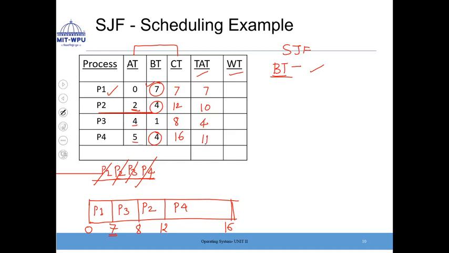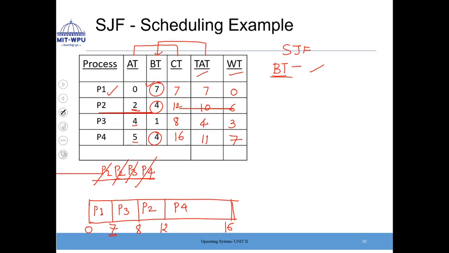Now how do we calculate waiting time? It is how much time a process spends in the ready queue while waiting. For waiting time we consider turnaround time minus burst time. So for P1 it is 0. For P2 the waiting time is 10 minus 4, that is 6. For P3 the waiting time is 4 minus 1, that is 3, and for P4 the waiting time is 11 minus 4, that is 7.